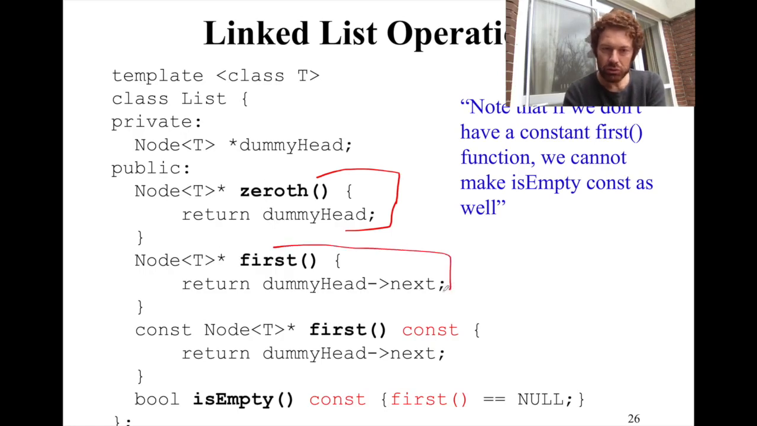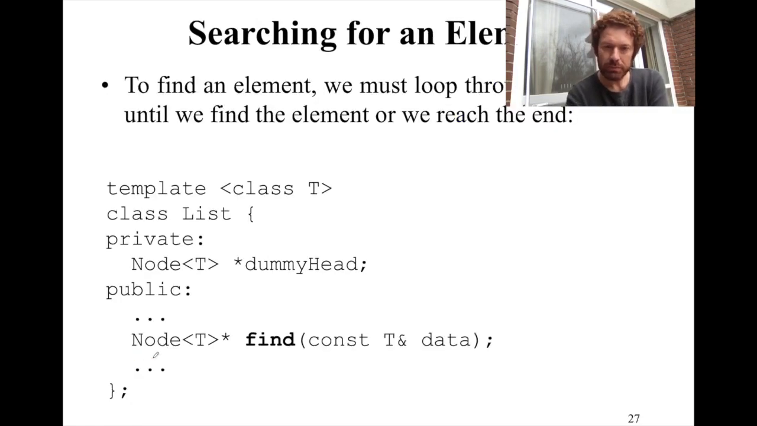If you want the first node, it can be null, but it will always work, because dummy head dot next, dummy is never going to be null. I also have the constant version of this function, because isEmpty is a constant function and it calls first, so I need to have this in my life.